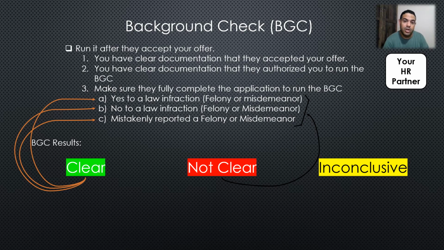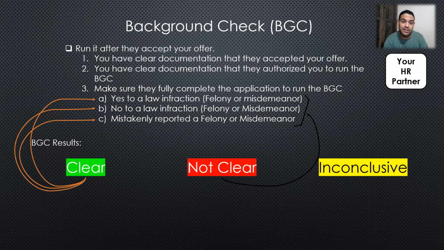Also, if it is not clear and it does have some law infractions that may have happened in the past, you want to go back again to the application. And if they are saying, no, I didn't have any law infraction, and you found something, you could disqualify them based on honesty. They weren't honest with you. You don't even need to dig deep into any other reason. You have clear documentation that the background check report is saying that they did have this issue, and they're saying they didn't have, and that is considered dishonesty.